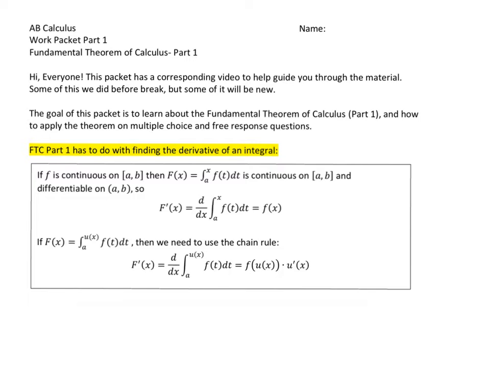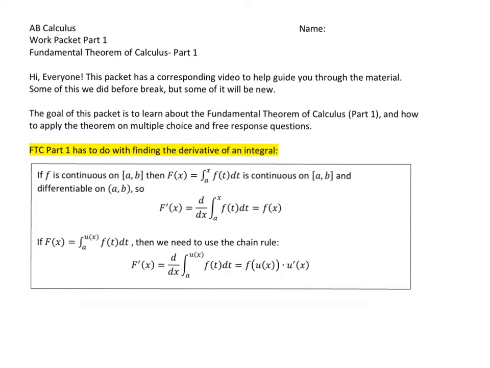So the point of this packet, the point of the work block, is to learn about the fundamental theorem of calculus, which we started, but we didn't finish. The first part we're going to talk about has to do with derivatives. The idea is that the derivative and the integral sort of undo each other. Taking the integral is to take the antiderivative, and then if you take the derivative of that, you're just going to go back where you started.